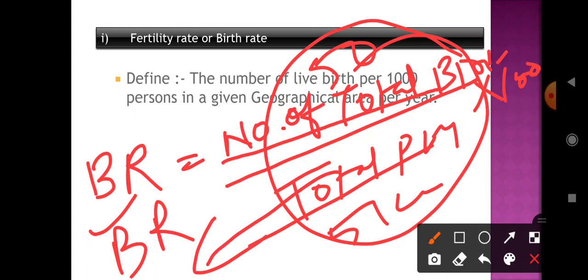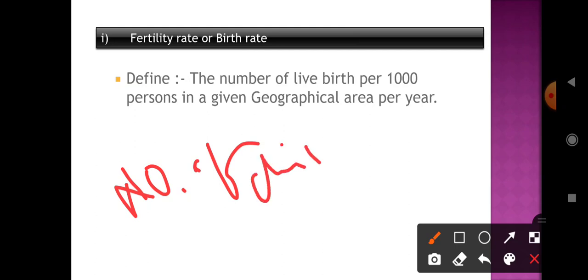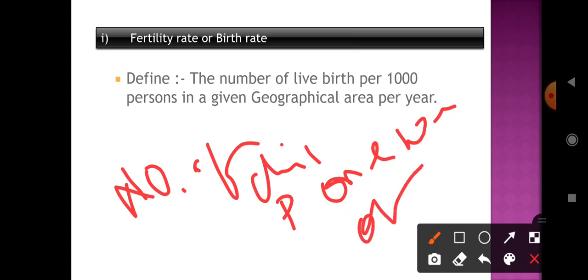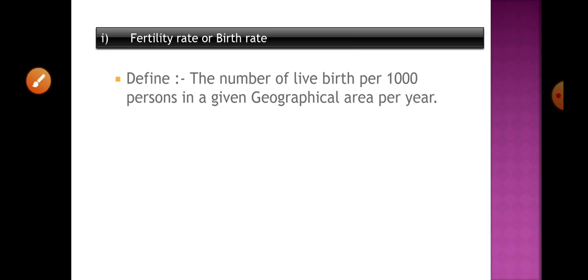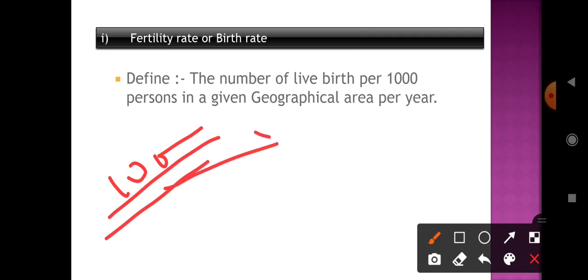And there are also some factors for this birth rate. There is also another definition by which we can understand the fertility rate or birth rate. A fertility rate is typically measured by the number of children per one woman of childbearing age. Childbearing age means the age in which a woman can give birth. In a childbearing age, how many children can a woman have?